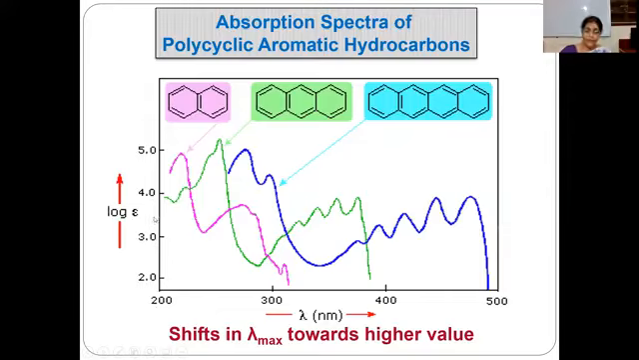So the main application of UV-visible spectroscopy is the detection of unsaturation and conjugation present in the molecule on the basis of pi to pi antibonding transitions.